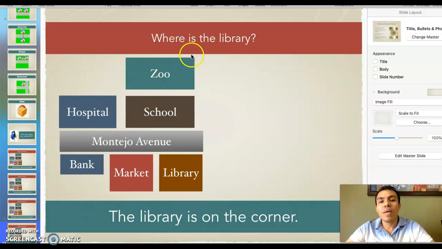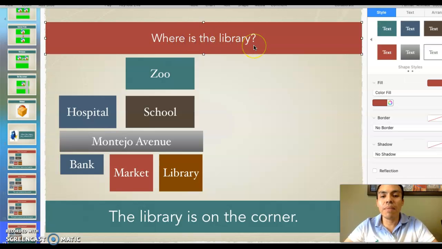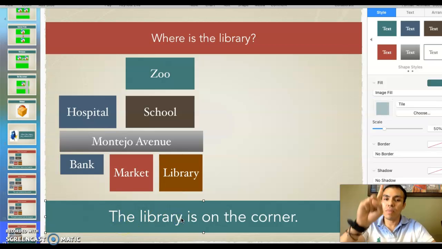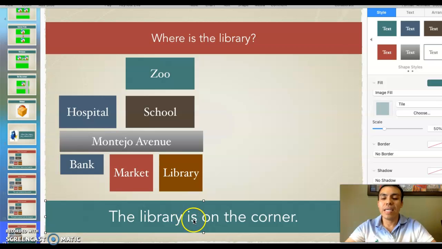And then we have the example of where is the library? Observe the map. Library. And here is very easy. The library is number 1. Number 2 is. And number 3 on the corner. This is very basic and simple.